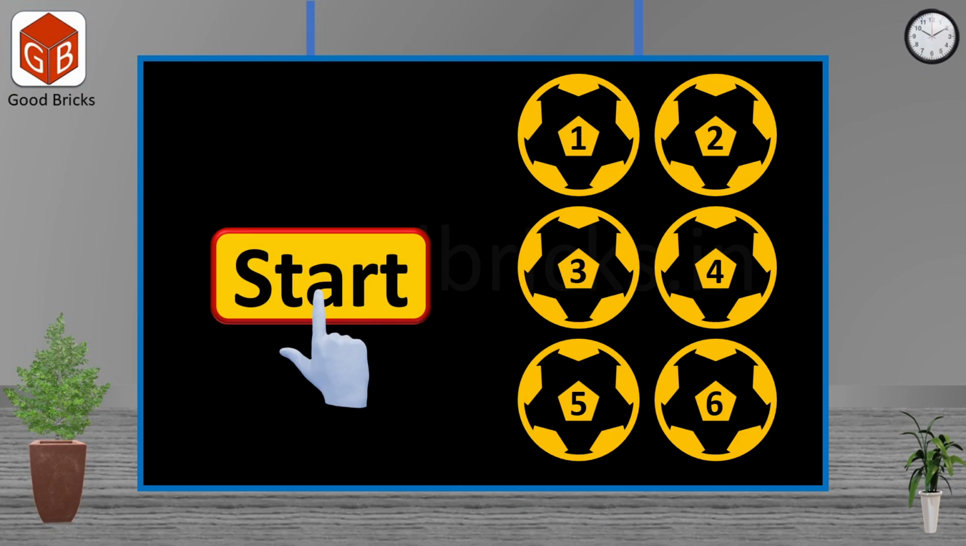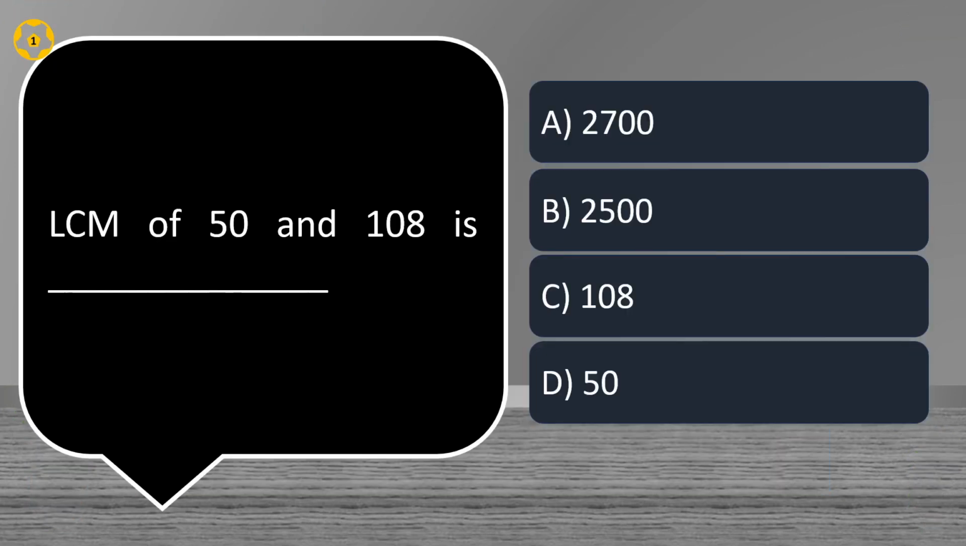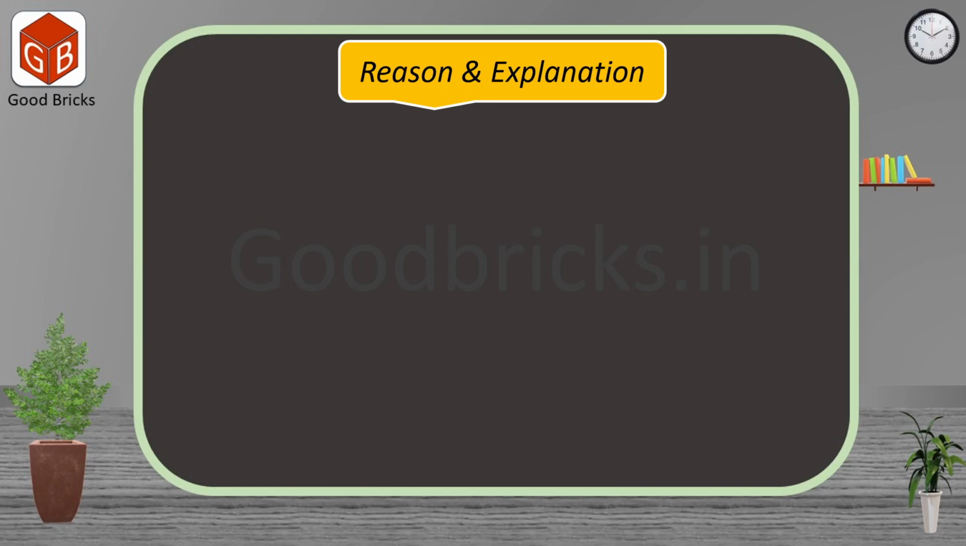And our first question is: LCM of 50 and 108 is dash. This is the question and the answer is, and let us check how and why this is correct. Please pay good attention because this question is really going to help you to calculate LCM and HCF.